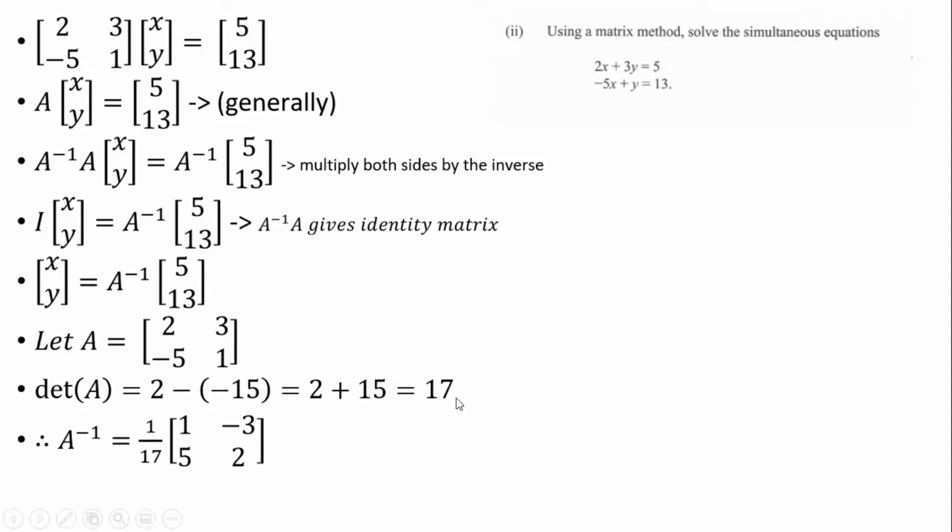Now we represent this determinant. It will be 1 over the determinant, which is 17, and then we change the position of the main diagonals. So 1 goes at the top and 2 goes at the bottom, and then we flip the signs on the other diagonal. So a positive 3 becomes a negative 3, and a negative 5 becomes a positive 5. That is how we find the inverse of a matrix. First we find the determinant, which works out to be 17 by multiplying the diagonals and doing a subtraction. The second part is to flip the position on the main diagonal and then flip the sign on the other diagonal, and we have now found the inverse of A.